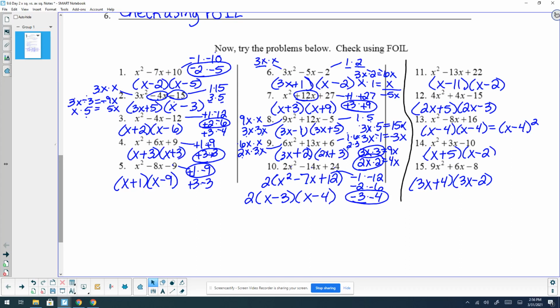So for 11, I got x minus 11 times x minus 2. I needed to multiply to a positive, add to a negative. So both of my numbers needed to be negative. 11 and 2 get me to 13, so I'm good there.